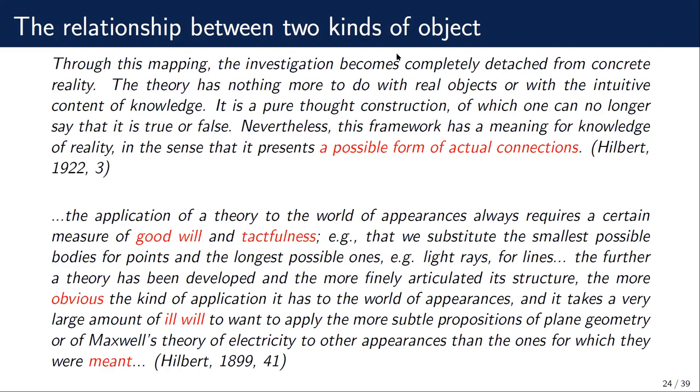Now, if we look at all the constraints that Hilbert here puts on the mapping between the world of appearances and the application of the theory, we actually have nothing more than psychological constraints. And I think that's because Hilbert thought that it's exactly these kinds of constraints that are going to determine how we carry out this application of our axiomatic theory.